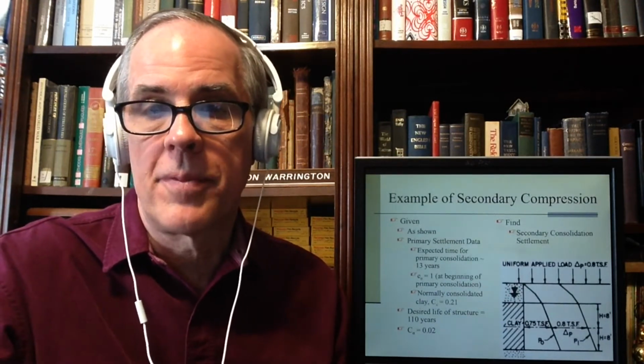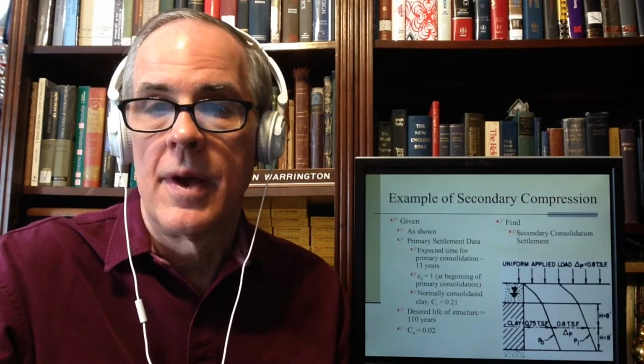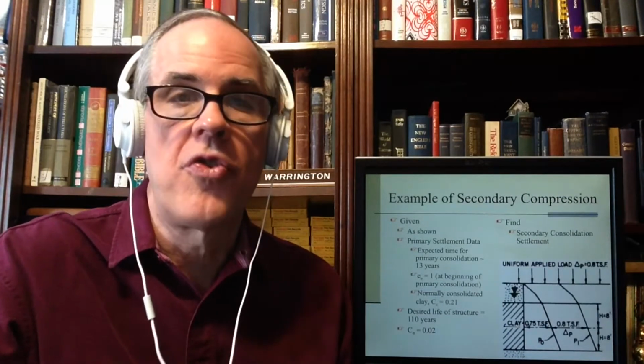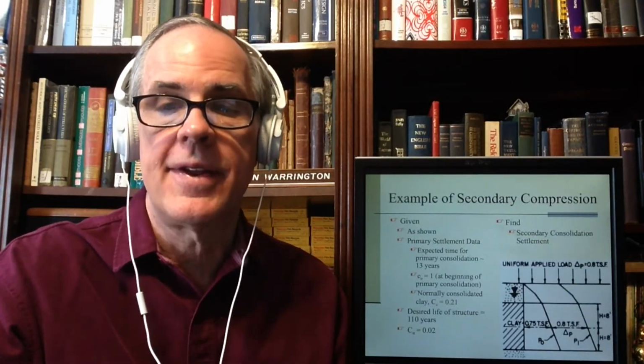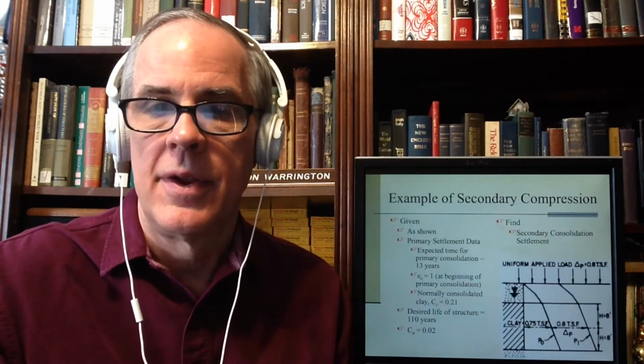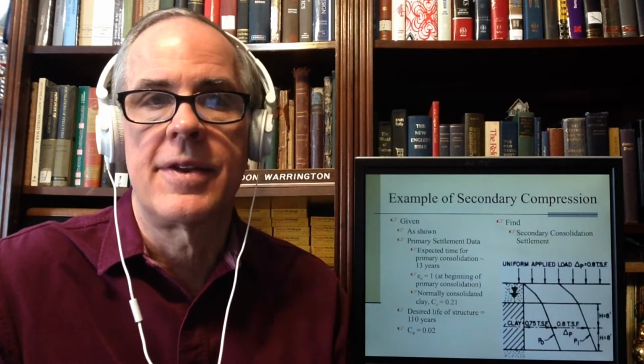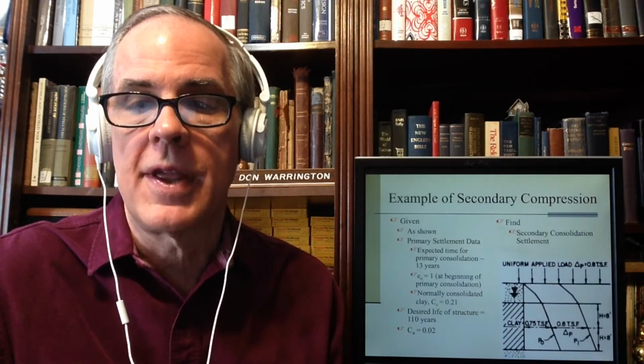So let's say we have data as shown. The primary settlement, and this is secondary. We have a uniform applied load, a uniform surcharge of 0.8 TSF. What that means, people, and we've talked about this before, is that at any depth, the change in the load is going to be the same. There's going to be no decrease due to depth. My expected time for primary consolidation is 13 years, and I think I can go into how that's done. In fact, there may be some stuff back that discusses that issue. e naught is equal to 1 at the beginning of primary consolidation.